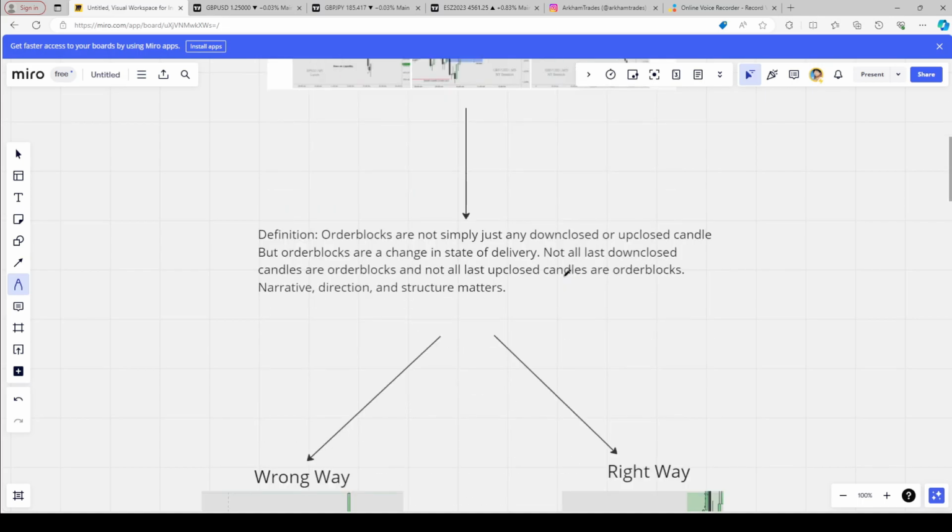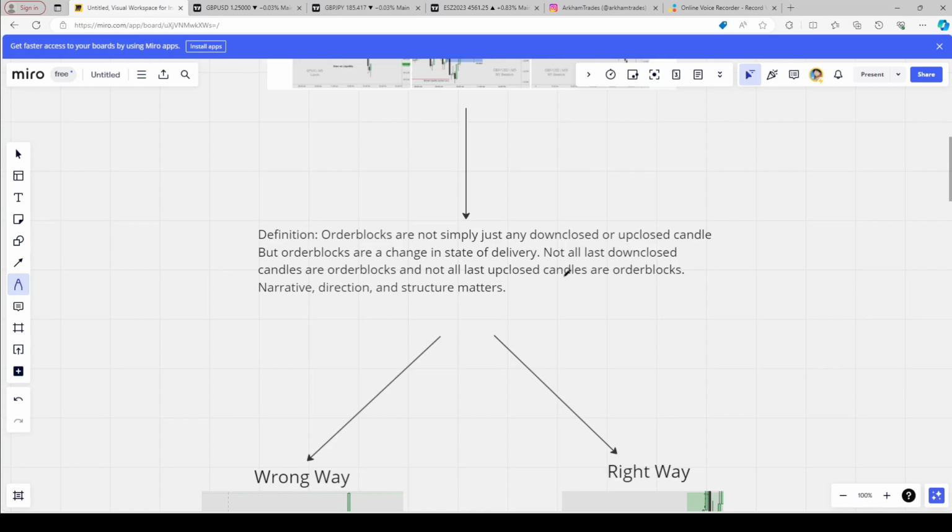But first, let's get into the definition. Order blocks are not simply any down close or up close candle, but order blocks are a change in state of delivery. Not all last down close candles are order blocks, and not all last up close candles are order blocks. Narrative, direction, and structure matter, meaning there has to be a reason behind it. You can't just take a trade based on a last up close candle or last down close candle. There has to be a reason behind it.